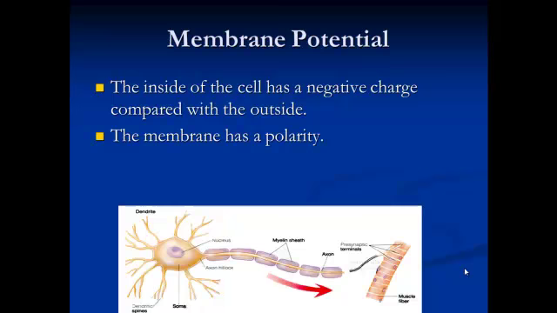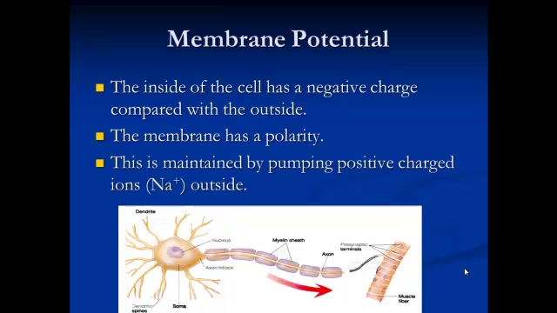The inside of the cell is negative compared to the outside of the cell. And what keeps it negative on the inside is pumping out a lot of an ion that's called sodium. Sodium is positively charged. So if you take a positively charged ion and pull it out of a neuron, then the inside is more negative than the outside. We're going to look at that in more detail.